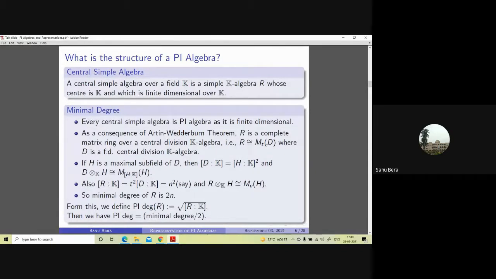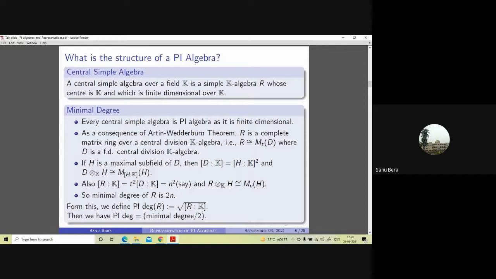And from the previous, we can show that the dimension here is also a perfect square. The dimension of a finite dimensional central simple algebra is also a perfect square. And from this relation, we can say that the minimal degree of R, where R is a central simple algebra, is 2n, because this is isomorphic to M_n(H), and H is a field. The minimal degree of R and R tensor H is the same, because R tensor H is a central extension of R.